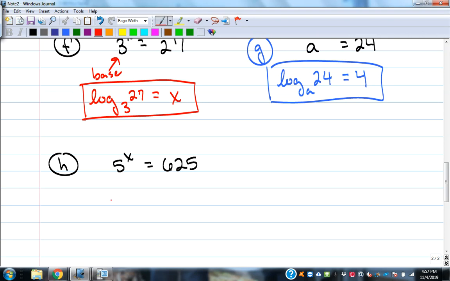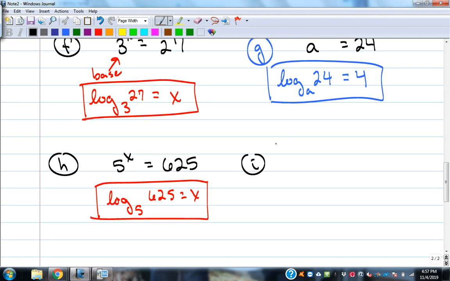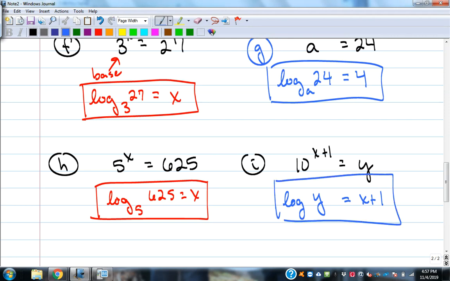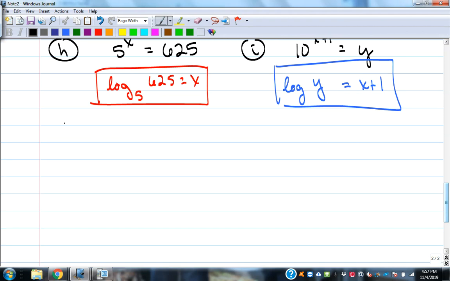Log base 5. There you go. Good job. 10 to the x plus 1 is equal to y. Log 10 of y. But I don't need to write the 10 there. You're usually not going to see it written there. It technically wouldn't be wrong if you wrote it there, but you normally don't see it there. But that is correct. Good job.